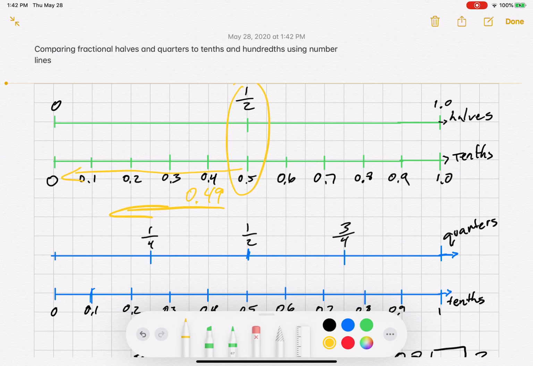Okay, and the same thing, just starting right here and moving over to the right. If I'm only going to say tenths that are higher, I could say 0.6, 0.7, 0.8, 0.9. And if only tenths that are less than 0.5, 0.4, 0.3, 0.2, 0.1, and definitely 0 would be less than.